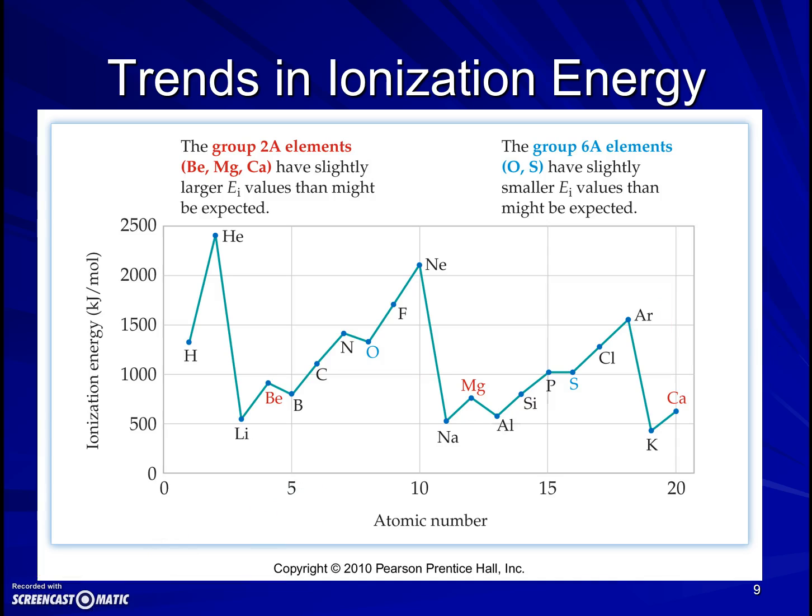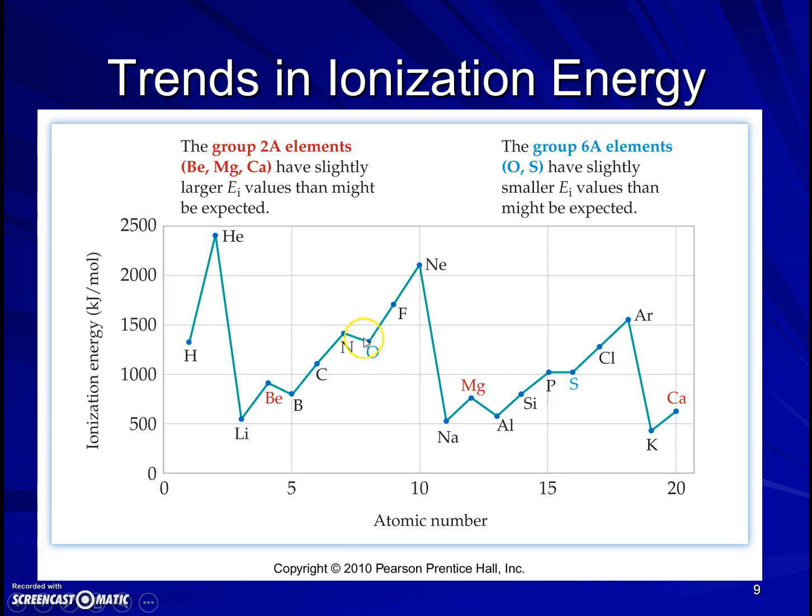Let's focus in on these a little bit and talk about why the trend isn't perfectly linear. These 2A elements have a slightly larger value than might be expected, and that's partly because you're removing an electron from a completed S sublevel. And so the jump in energy for adding a second S electron isn't as much as for adding a new P electron. So it makes this one a little bit harder to remove than would be expected.